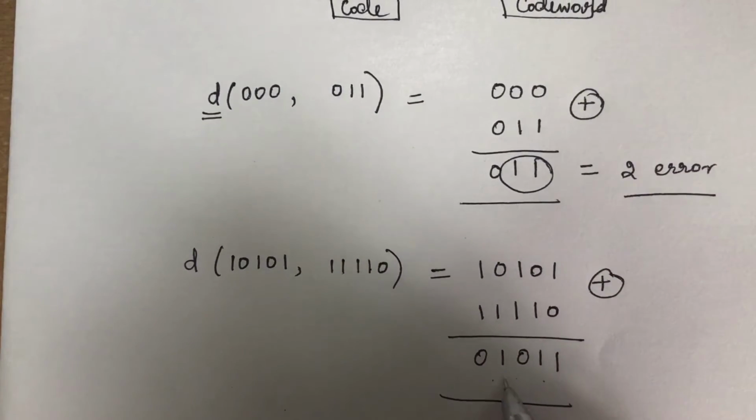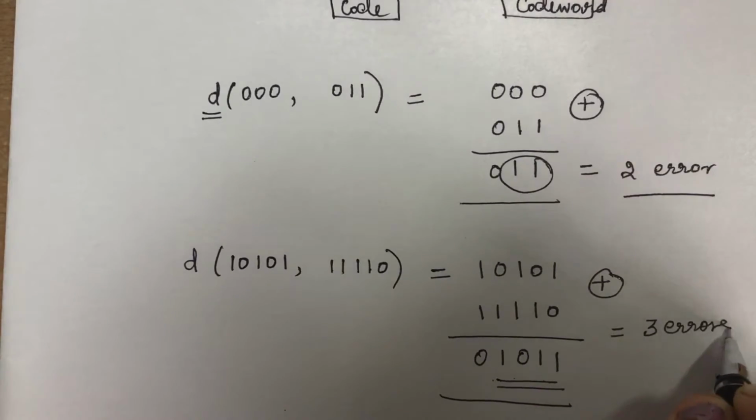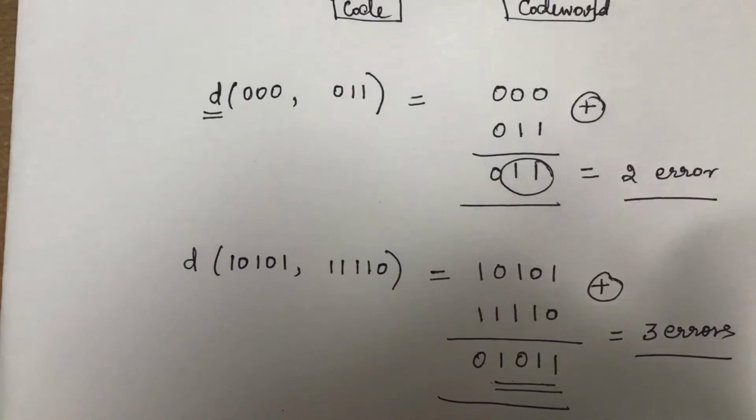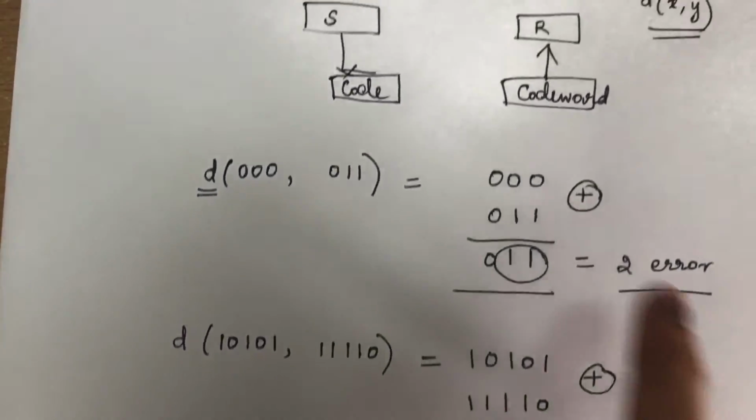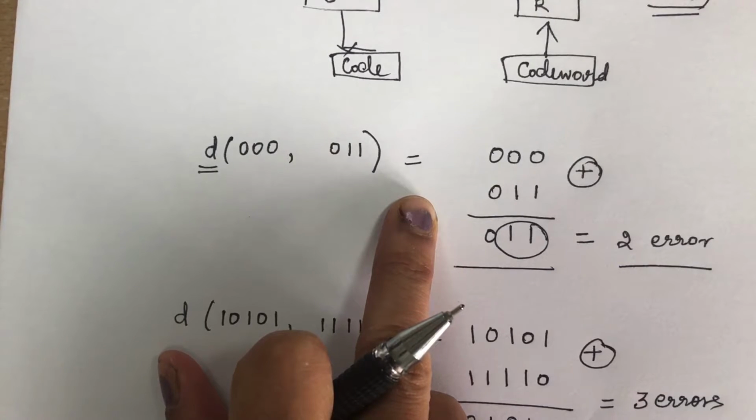It means that 3 bits have been changed, so it is 3 errors. So 3 errors occurred during the transmission. The minimum Hamming distance is nothing but the differences between the corresponding bits. So how will we calculate Hamming distances?